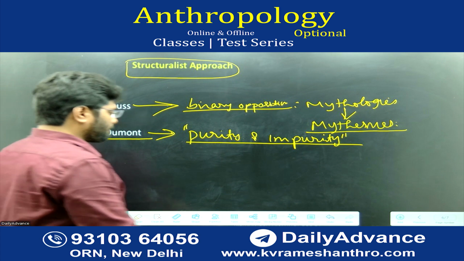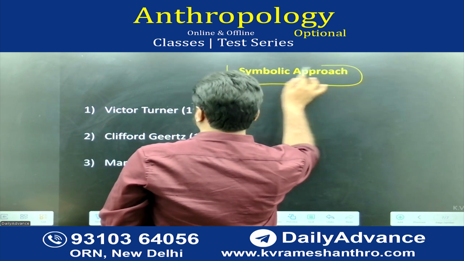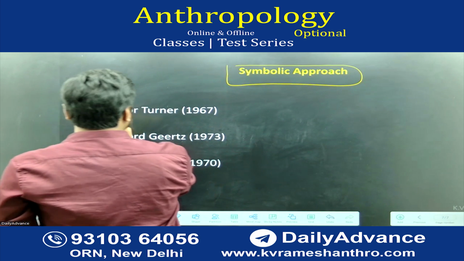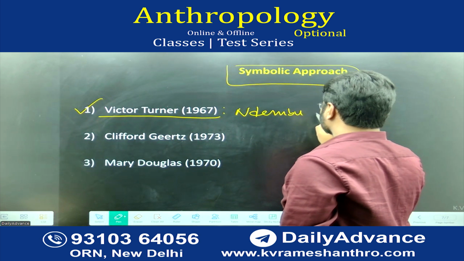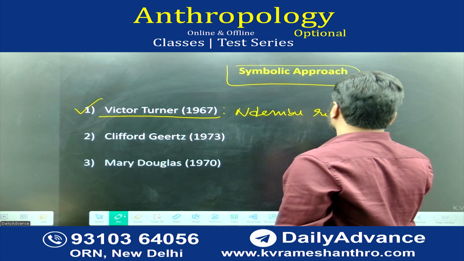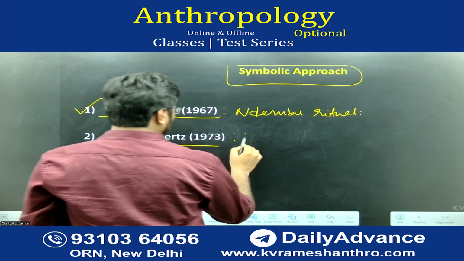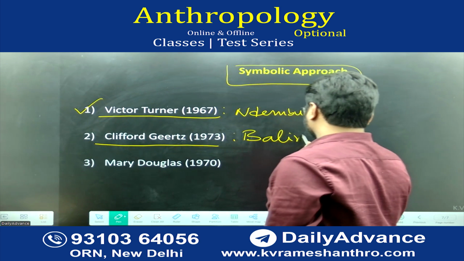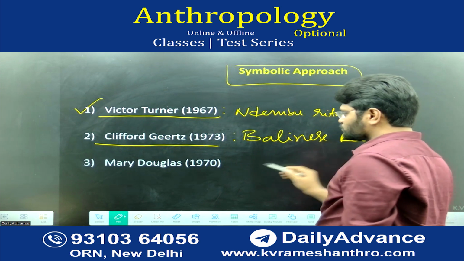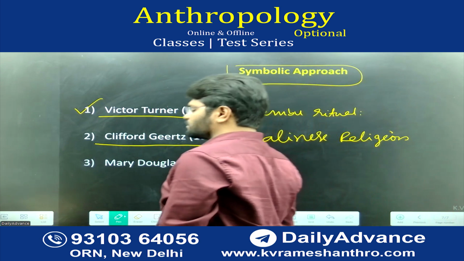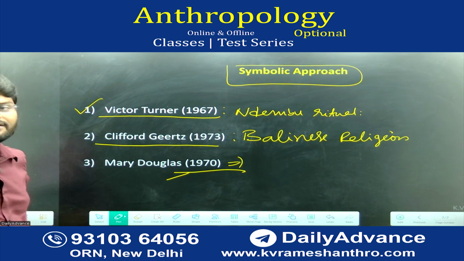The next one is symbolic and interpretative anthropology. In the symbolic and interpretative approach, Victor Turner studied the Ndembu society rituals, in the form of puberty ritual and social drama. If you observe Clifford Geertz, he studied the Balinese religion. Mary Douglas also contributed to the study of religion in the form of symbols. So these are all the 5 approaches.